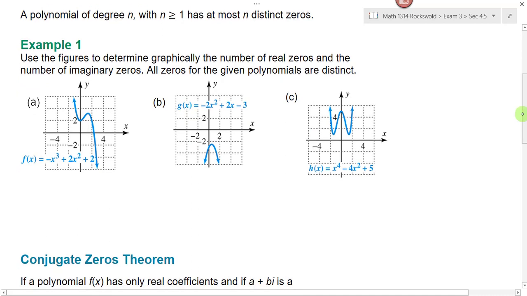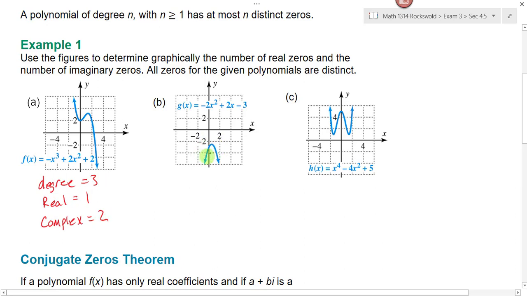In example 1, we're asked to use the figures to determine graphically the number of real zeros and the number of imaginary zeros. All zeros for the given polynomials are distinct. So here we have a third degree polynomial. How many real zeros do we have? And how many complex zeros then? Remember, the number of real zeros and complex zeros has to add up to the degree, so that means that we have two complex zeros.